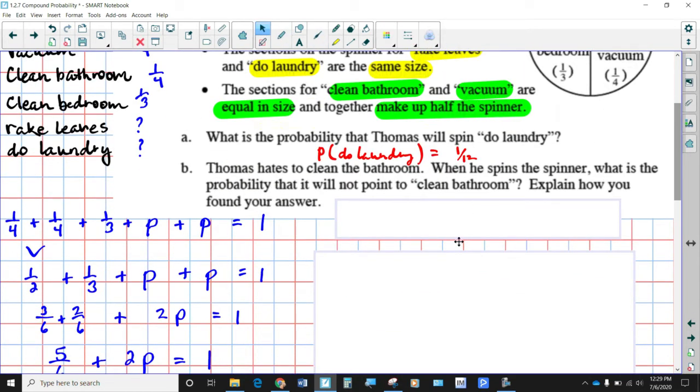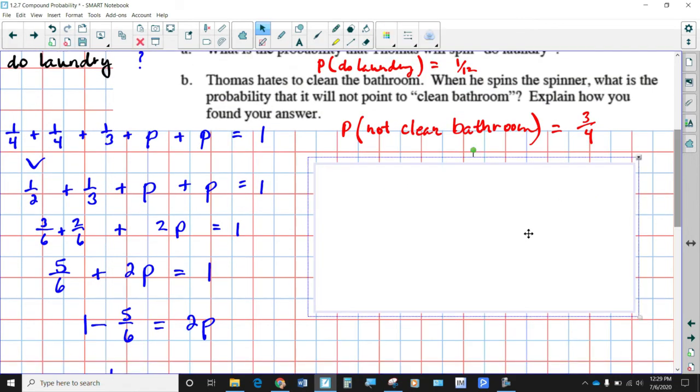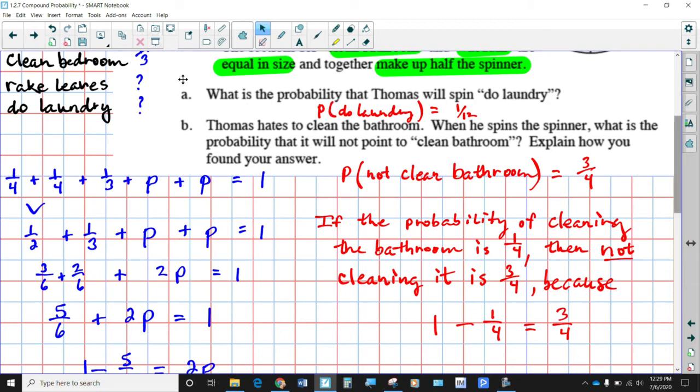Thinking, what would it be? It is 3/4, right? So if the probability of cleaning the bathroom is 1/4, then the probability of not cleaning the bathroom would be, in this case, 1 minus 1/4, which would be 3/4. Okay? All right, moving on.